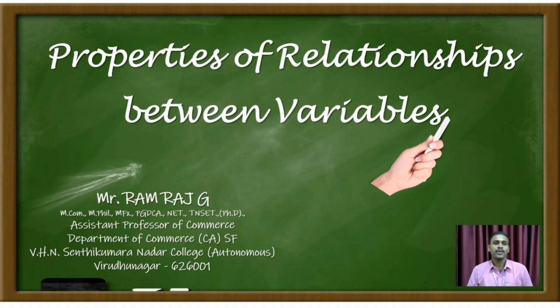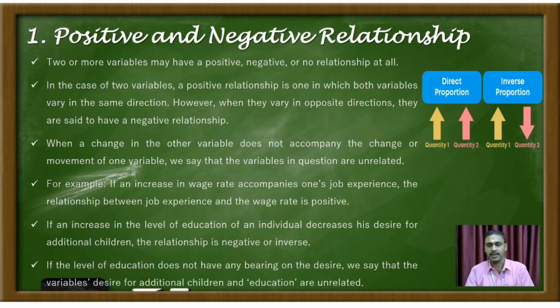SPSS class. Today we are going to see properties of relationship between the variables. Till the classes we already know what are the variables and its types, we know all the things. Today we are going to see what are the properties of the relationship between the variables. I am Professor Ramraj. Today we are going to see the positive and negative relationship.